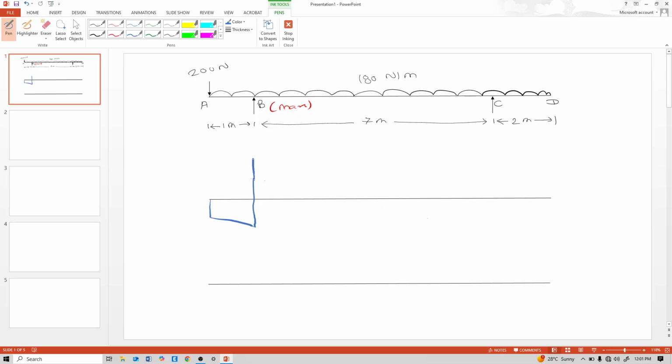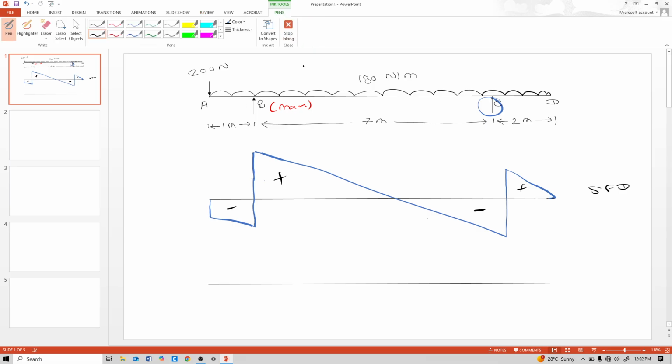This goes upward. This C also goes upward. And between C to D there is also an incline because of UDL. This is B. So this is negative, positive, negative, positive. This is the judgmental SFD. Now next, calculate the bending moment diagram.